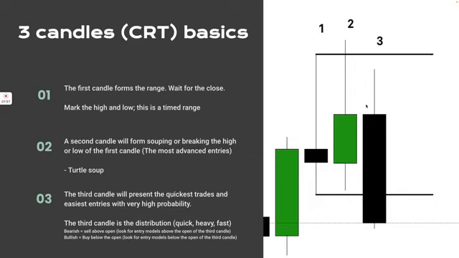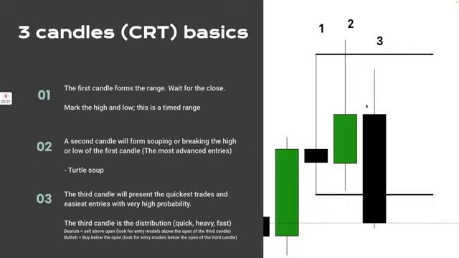Study the third candle a lot more. This will present the quickest trades, as I've said before, with the easiest entries, with very, very, very high probability. The third candle is distribution, expansion. It's really the quickest, fastest, heaviest candle in the entire move.